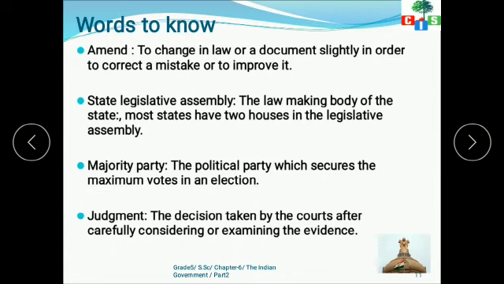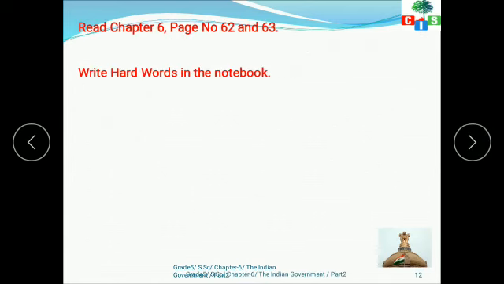Okay, so by the next time, what you have to do is read chapter number 6, especially pages 62 and 63, and write all the hard words which I will write in the notes in your notebook. Okay, and read this chapter.